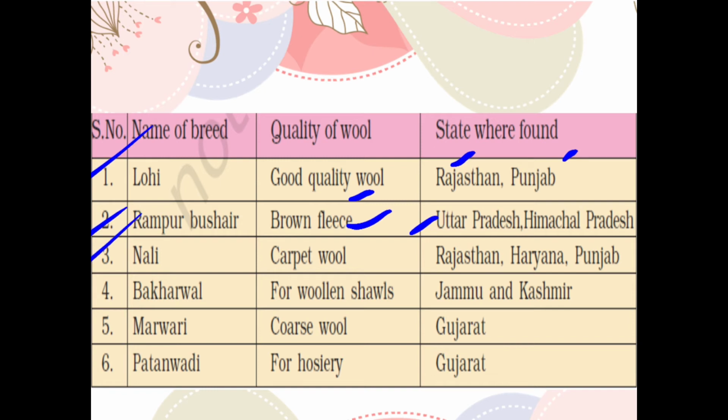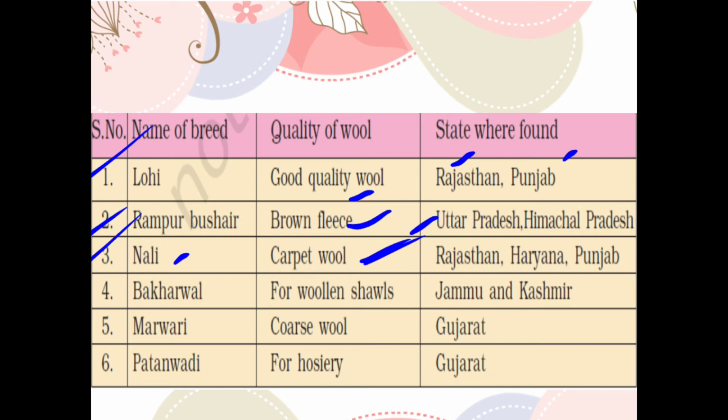The next breed of sheep is the Nali breed. The hair of this sheep is used for making carpet wool. You must have seen that a carpet is made from very thick fiber. So the carpet wool is made from this particular breed, and they are found in Rajasthan, Haryana and Punjab.